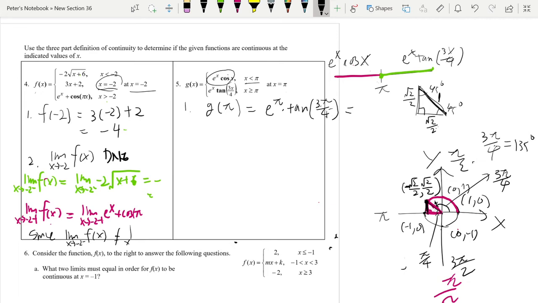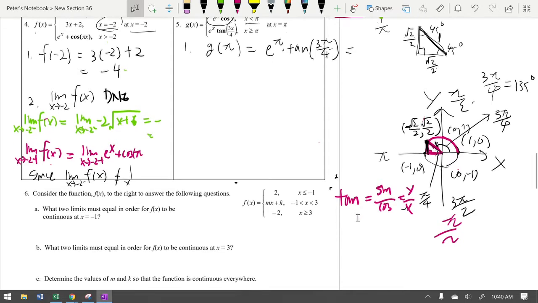So my tangent, by the way, I told you there's a lot of things going on here. Tangent is sine over cosine, or y coordinate over x coordinate in the unit circle. So that's tangent of 3 pi over 4. Instead of writing it down here, because we might need space later on, I'm going to write it down over here.